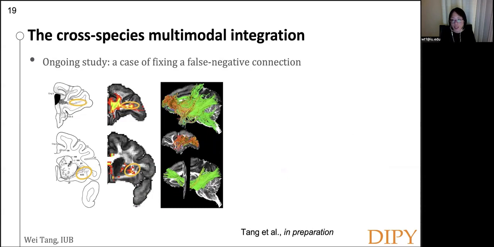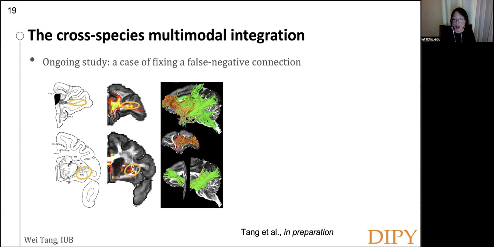In the last example from an ongoing work, I would like to show you a case where a fiber pathway is proved to exist in the monkey, but is missing from human tractography. By analyzing the possible cause behind this false negative, we were able to adjust the tractography algorithm and recover this pathway in humans. This figure shows the pathway in the monkey.